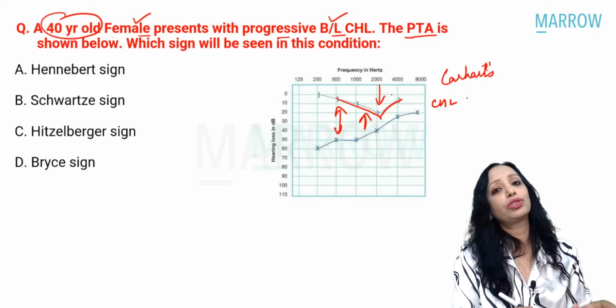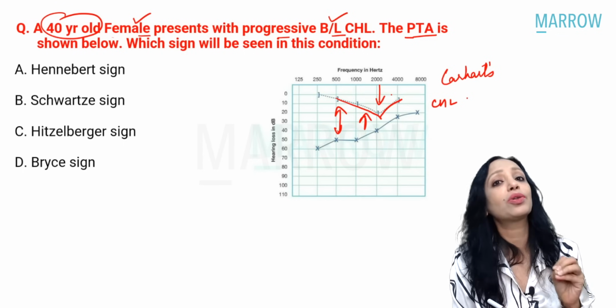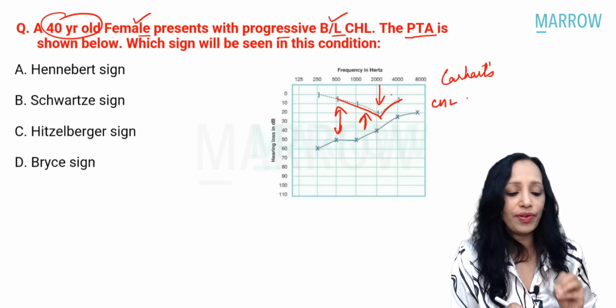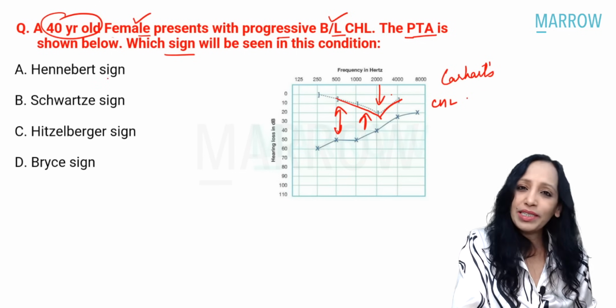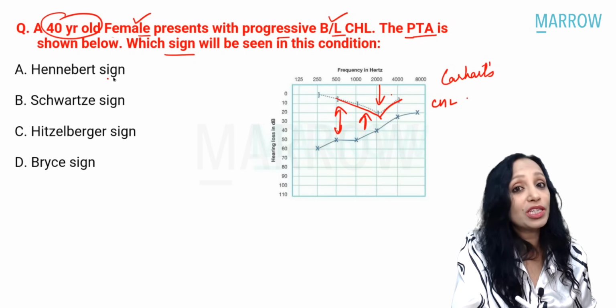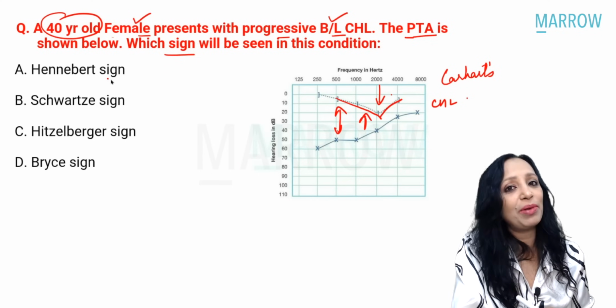Right, that's the Cahart's notch. So we know that the diagnosis here is otosclerosis. So now what we have to see is which sign will be seen in otosclerosis. Henneberg sign, what's that? That's positive fistula that is seen in any condition, you can tell me?